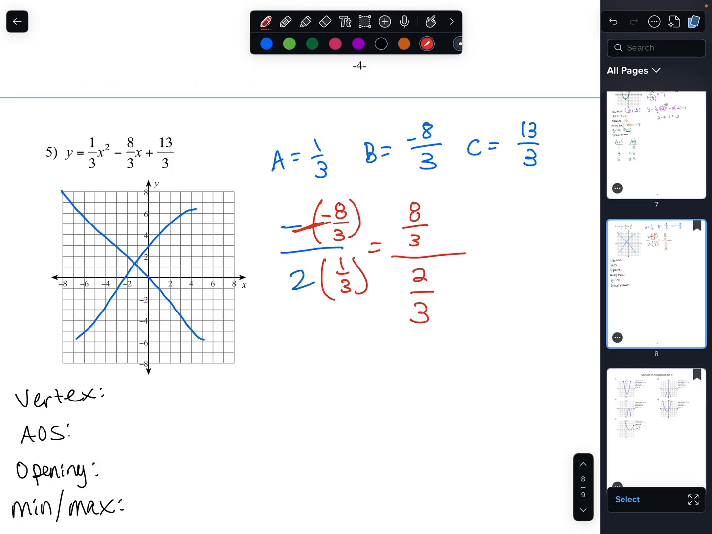And back in the day, like in elementary school, you learned this thing called keep, change, flip. So you keep the top, change this to a multiplication, flip this. This flip right here came from flipping that. And then 8 times 3 is 24. 3 times 2 is 6. 24 divided by 6 is 4. So this all equals 4. That is the x-coordinate of the vertex.